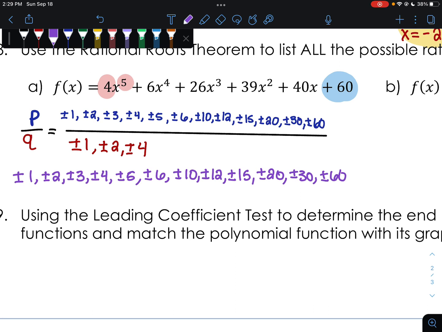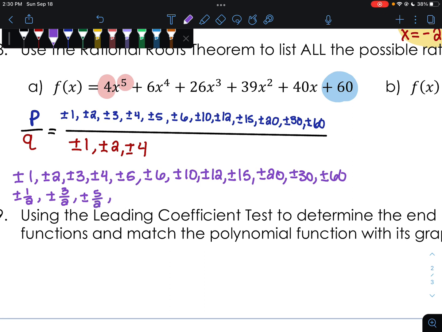Now we're going to repeat that with the number 2. So here we go. We have 1 divided by 2, which is plus or minus 1/2. 2 divided by 2, which is plus or minus 1. We already have that. 3 divided by 2, which is plus or minus 3/2. 4 divided by 2, which is plus or minus 2. We already have that. 5 divided by 2, which is plus or minus 5/2.